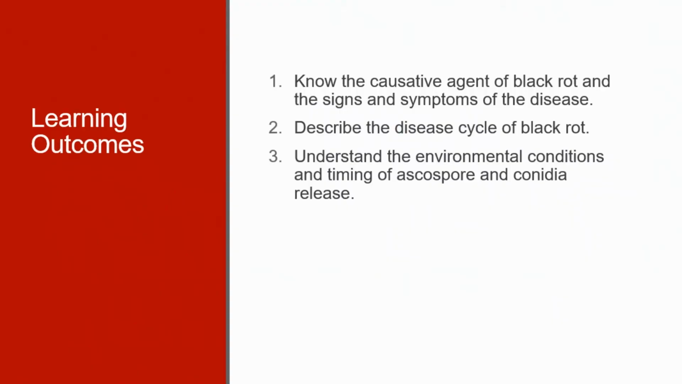The learning outcomes for this lecture are as follows. 1. Know the causative agent of black rot and the signs and symptoms of the disease. 2. Describe the disease cycle of black rot, and finally, 3. Understand the environmental conditions and timing of ascospore and conidia release.